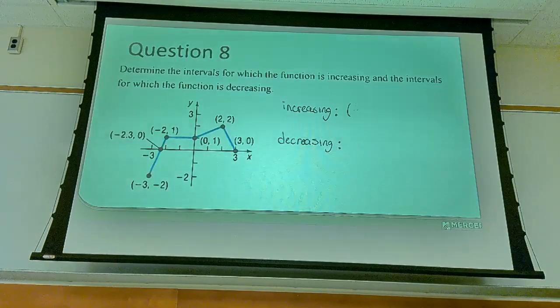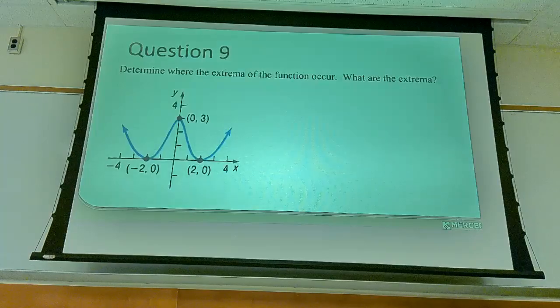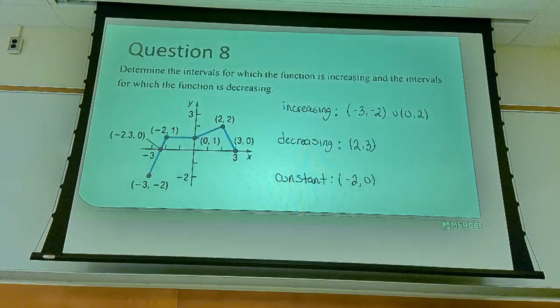-3 to -2. Anywhere else? 0 to 2. Anywhere else? No. Where are we decreasing? 2 to 3. Anywhere else? No. Which means we're going to have an interval of constant, right? -2, so I'll just write it out. And where's the constant? -2 to 0. Yeah, so that's it for increasing, decreasing.